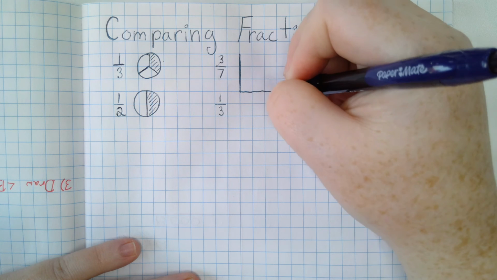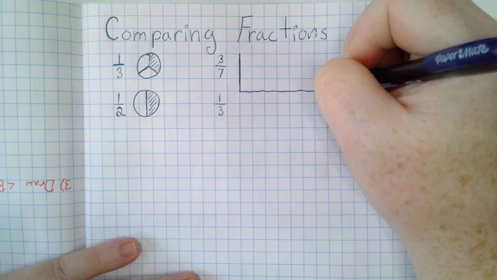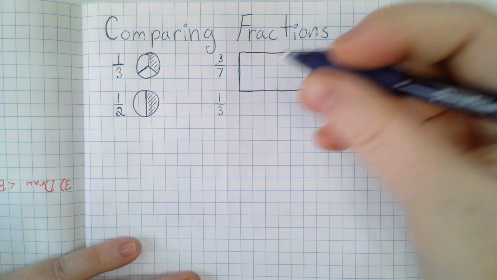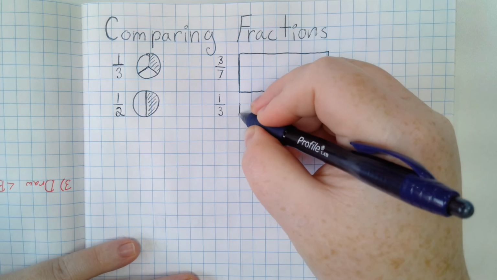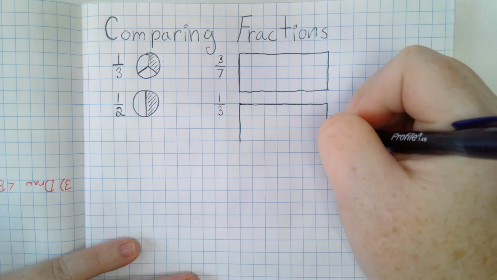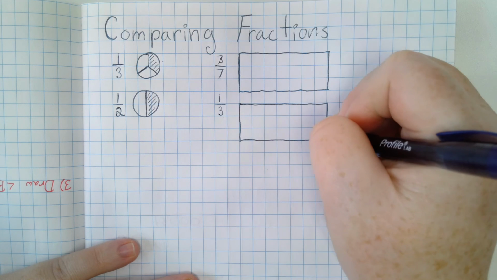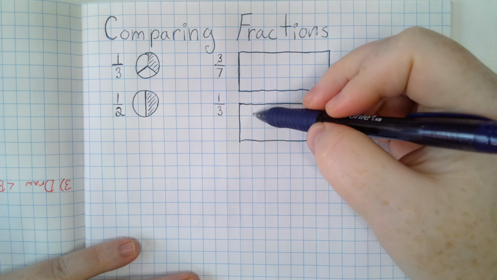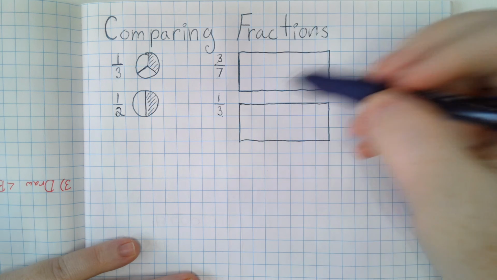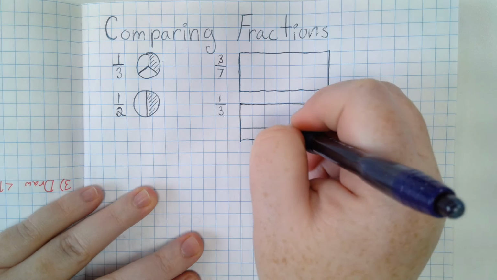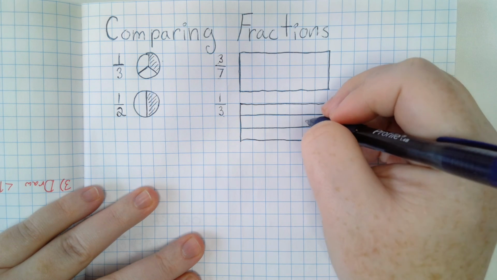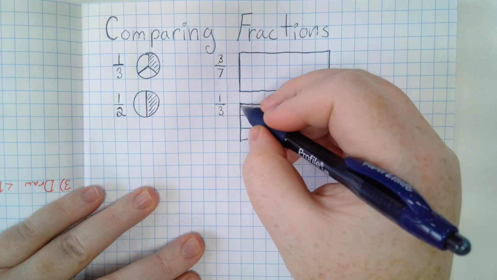1, 2, 3, 4, 5, 6, 7. So there's 1, and then I'm going to do another one right below it. 3 tall, 7 wide. And the reason that I do this is that I can very easily break each of these boxes into both thirds and sevenths. For example, if I want to break this block into thirds, I can do some lines across, and look, I have 1/3, 2/3, 3/3.